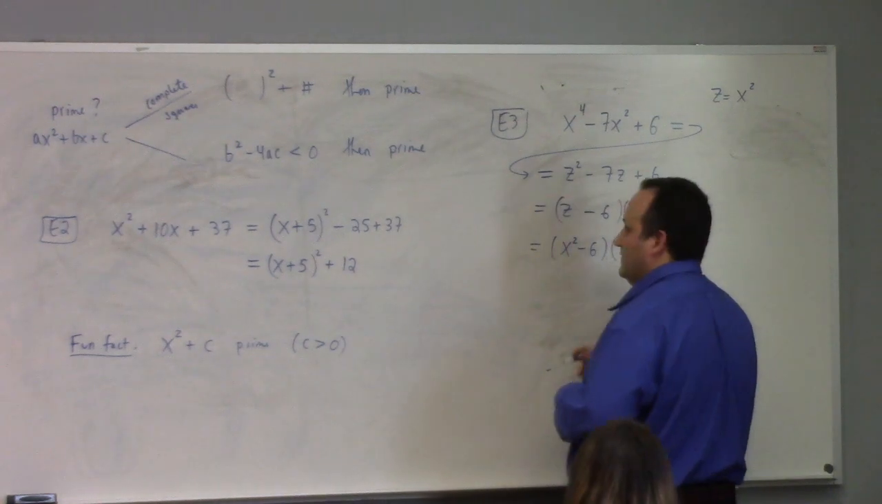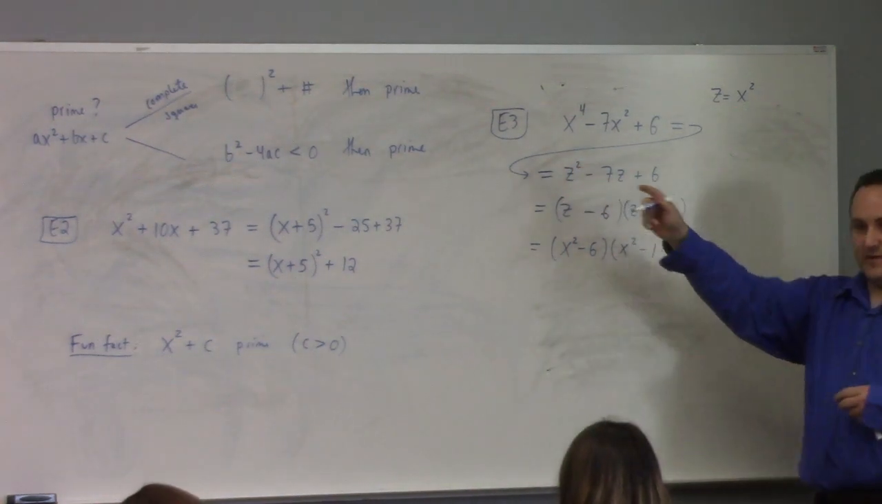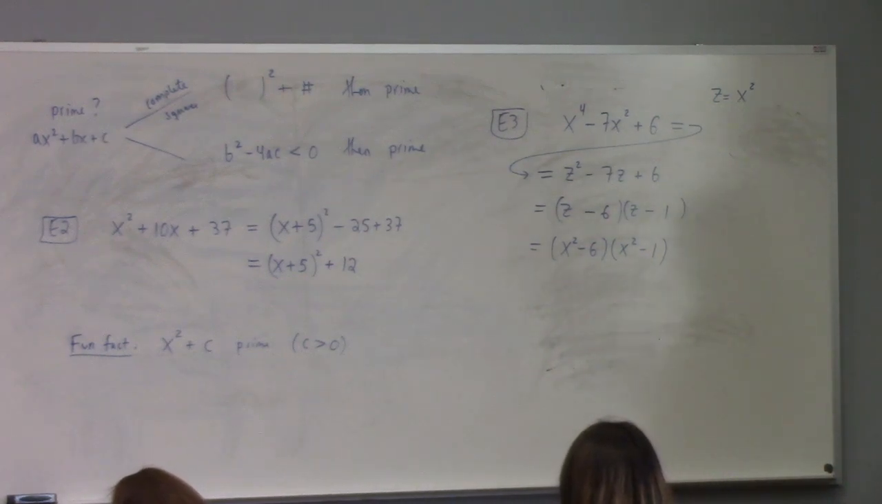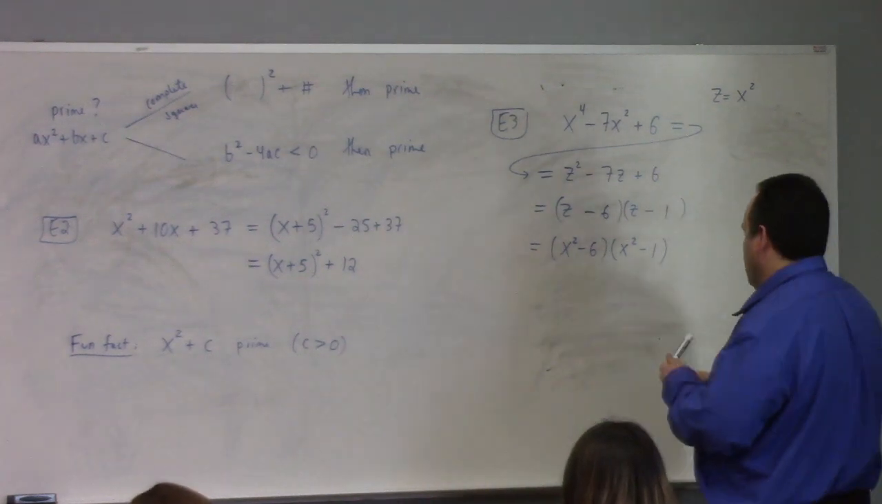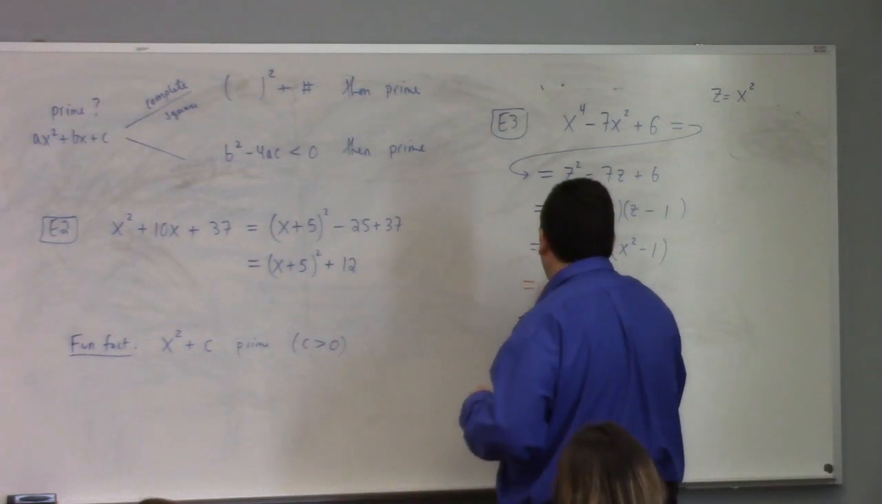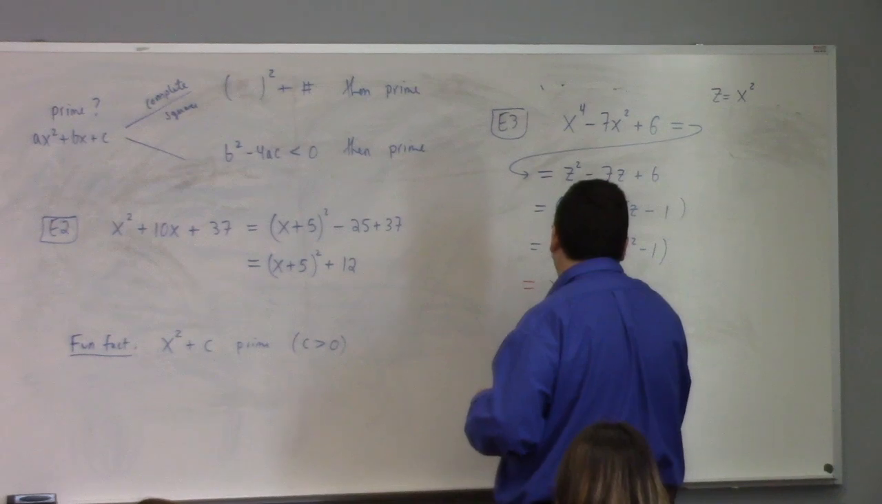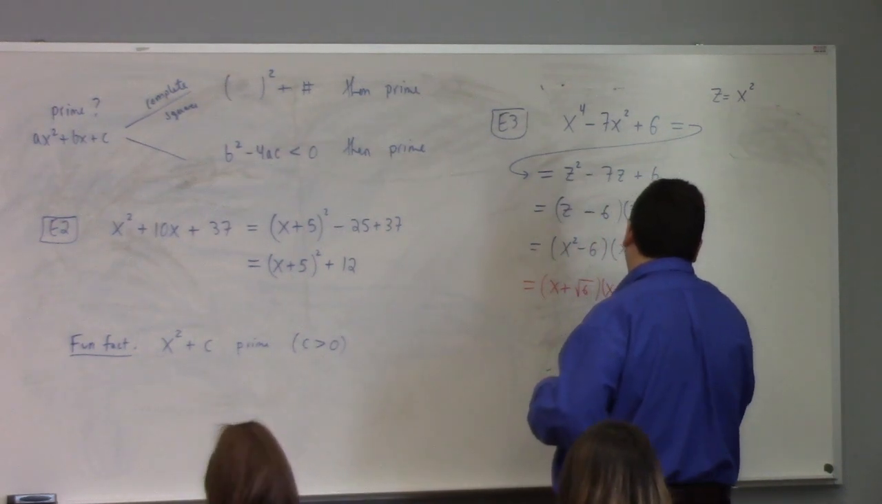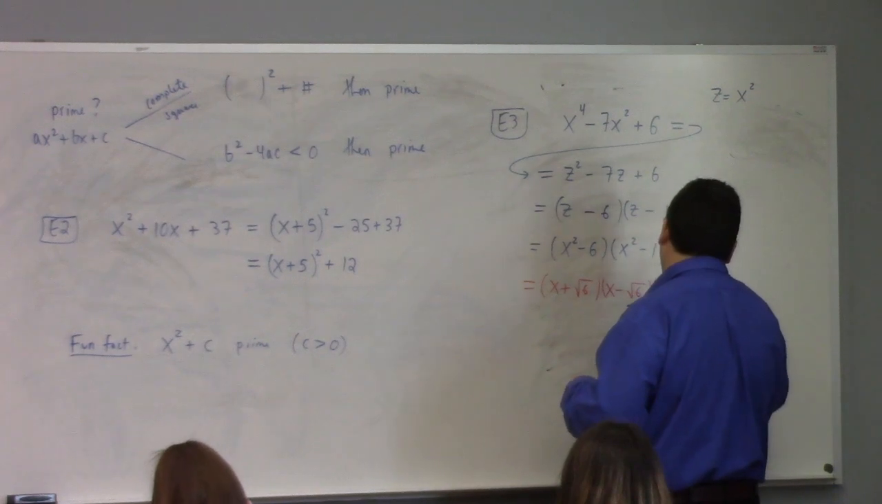Now this is not like that pattern, right? It's not variable squared plus a number. It's variable squared minus a number. In that case, we can still factor. The way these are factored is just like this: x plus root 6 times x minus root 6, x plus 1 times x minus 1.